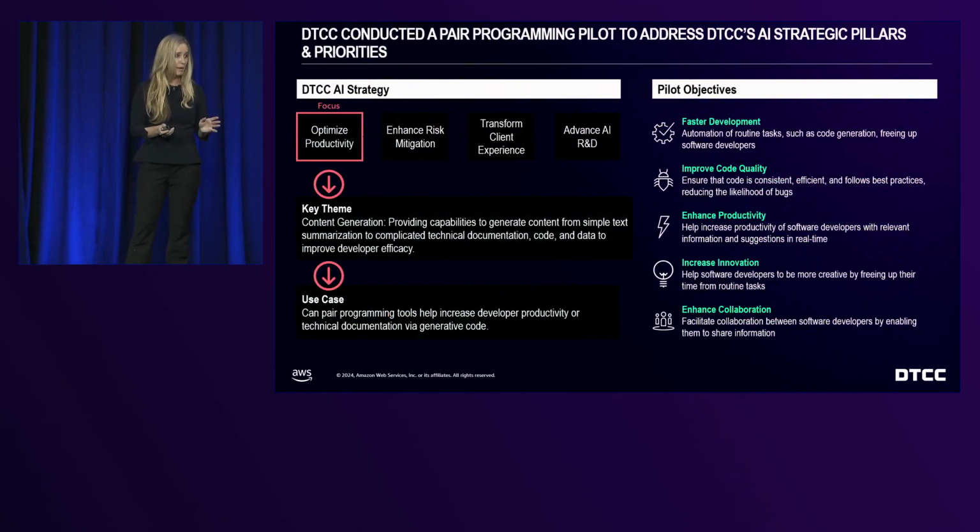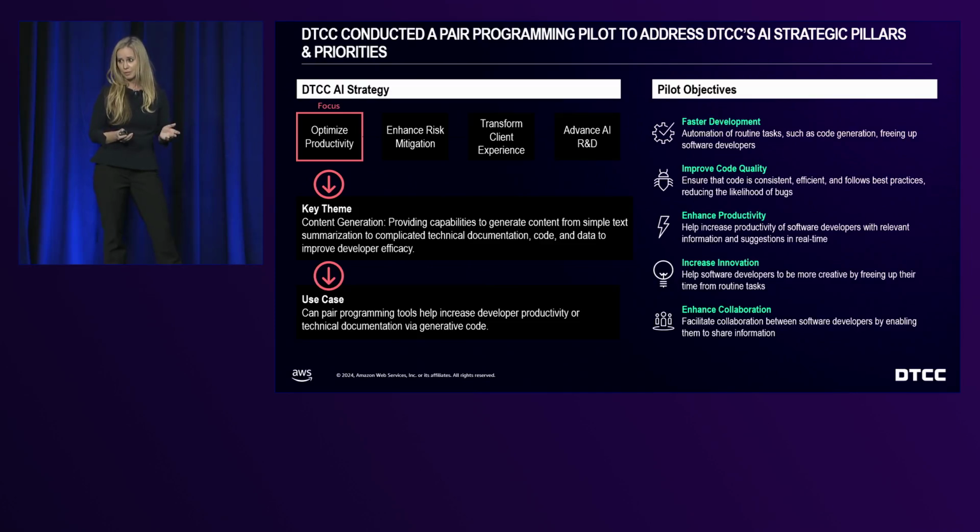So we set up the parameters for the pilot, defining themes and defining the problem statement. And the problem statement was essentially, can a pair programming tool increase productivity with generative code? And we set measurable pilot objectives, including faster development, improving code quality, enhancing productivity, increasing innovation, and also enhancing collaboration. But before kicking off any efforts, we wanted to run an extensive tool assessment.